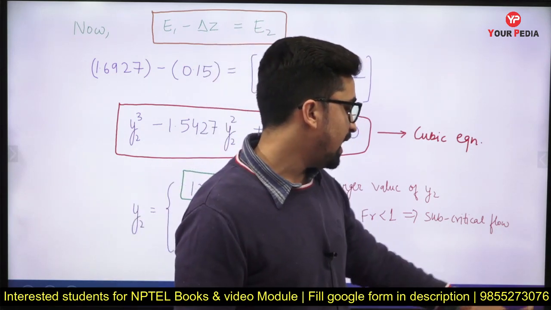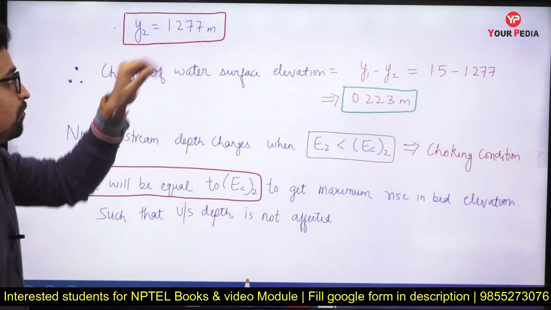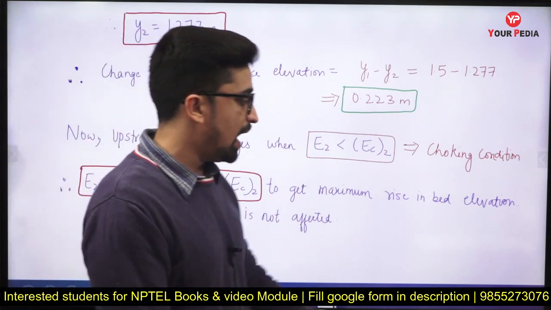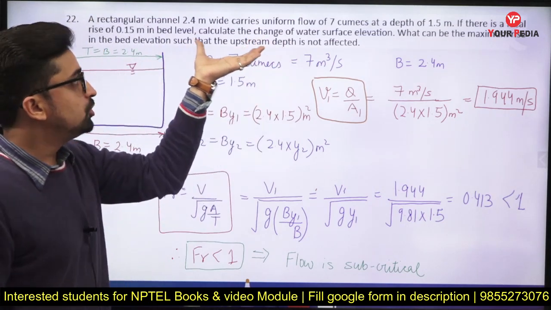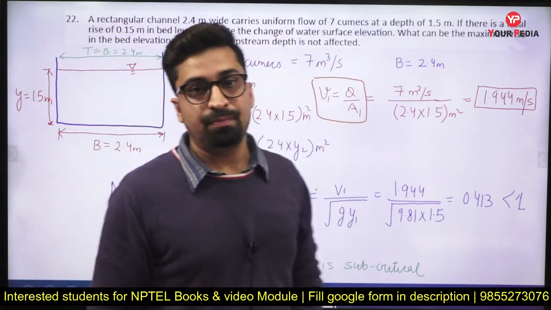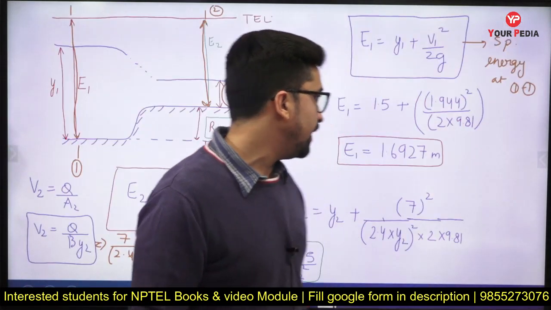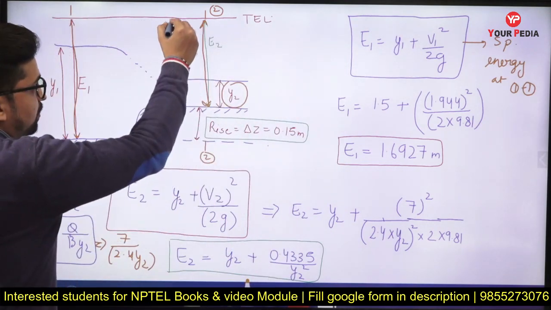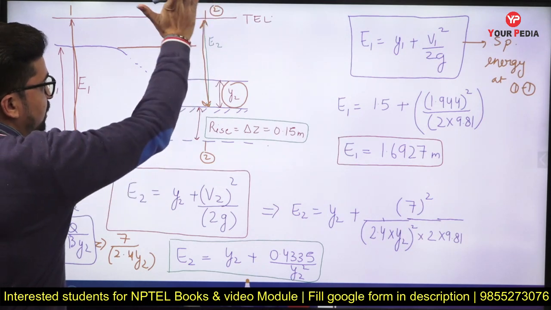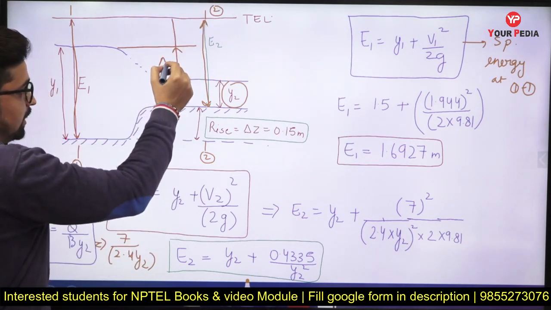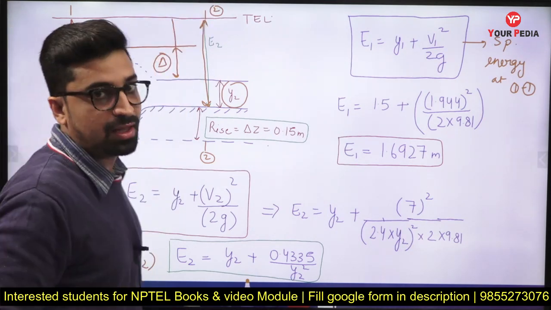So we can say that Y2 will be 1.277 meter, and in this question they have asked you to find the change of water surface elevation. Basically they are asking you to calculate this much change in water surface elevation, right? This is delta. This is what they are asking in the question, right?